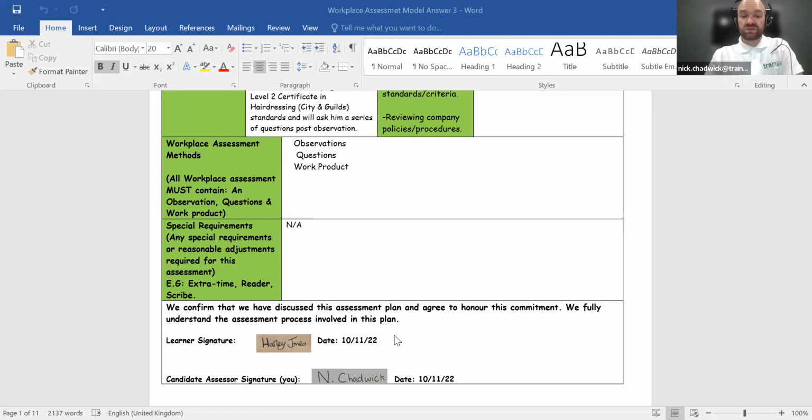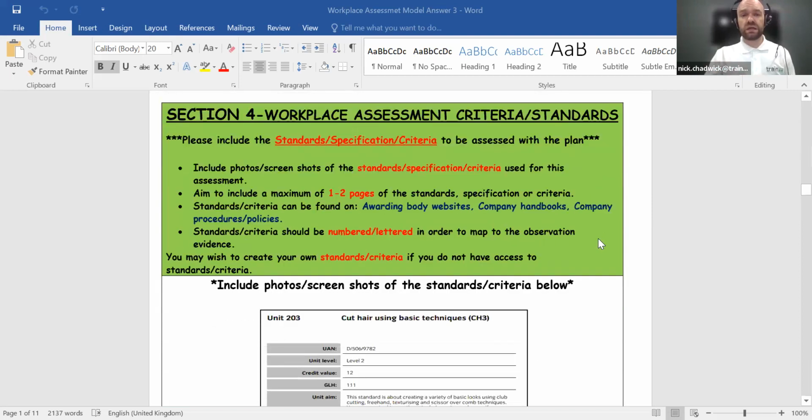And we also have a section where obviously this is going to be signed by both the learner and also myself to say that we're happy with the assessment plan. We understand the assessment going forwards. So we just require an electronic or typed signature from the learner and also yourself, the candidate assessor as well. So do include that there. So that is section 3.